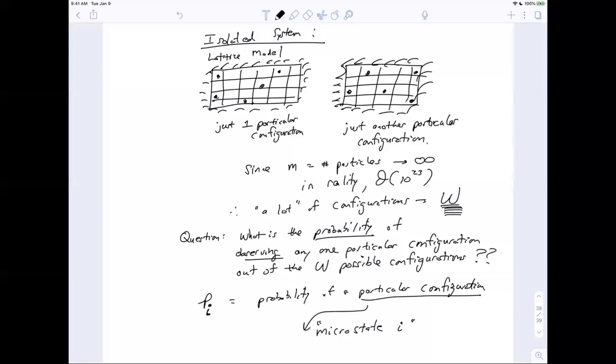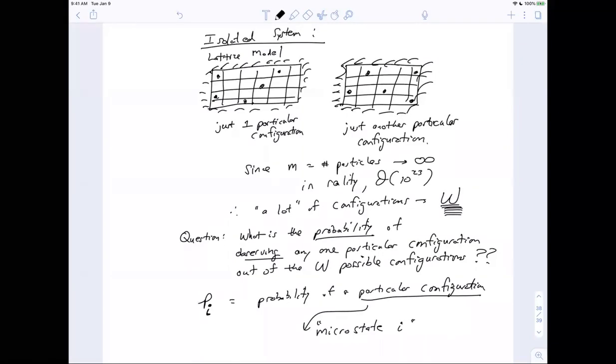So if you have W configurations and the system is isolated, there's nothing preventing the system or the particles from going from one state to another, from one microstate to another, or from one configuration to another. Because the system is isolated, the particles just keep moving freely. And so we've bound the number of configurations they can move between as W.